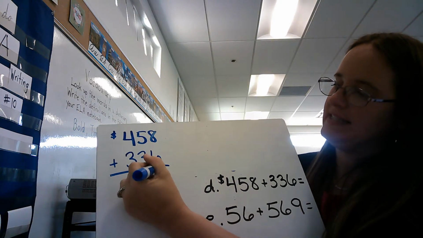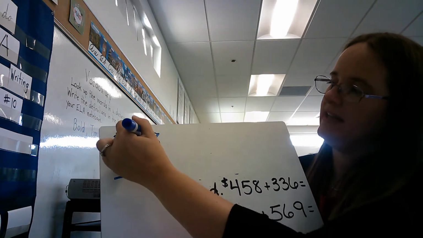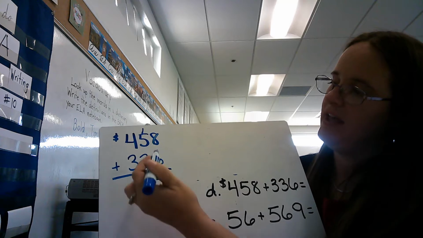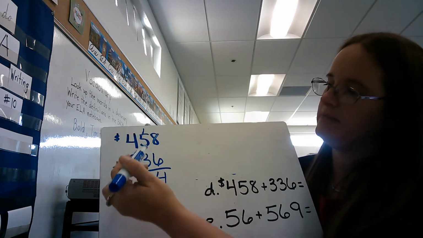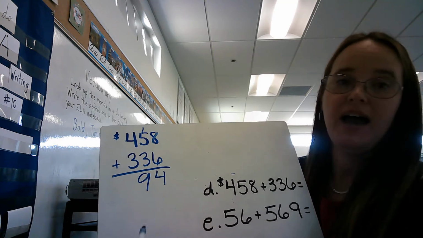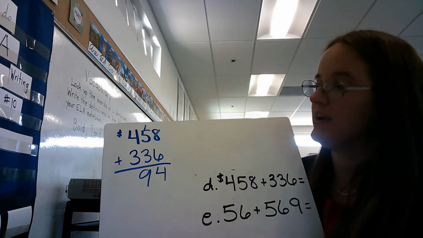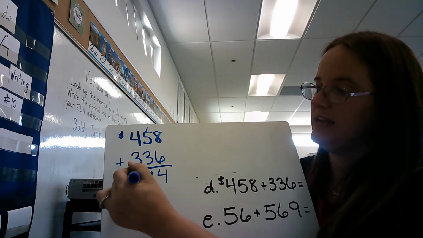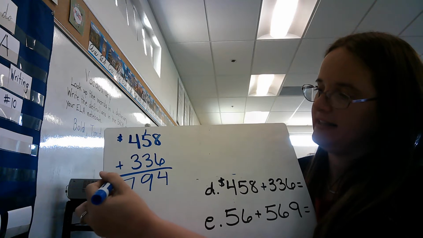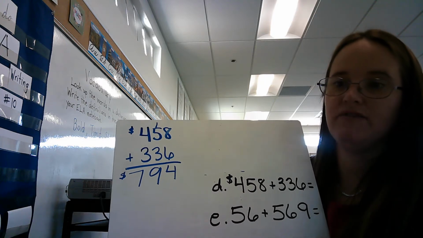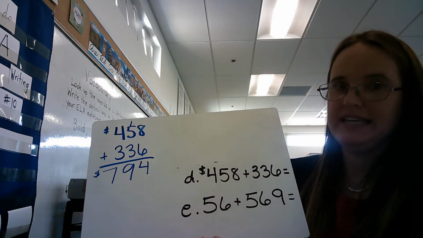So 8 plus 6 gives me 14. Carry my 10. 5 plus 3 is 8, plus 1 is 9. I don't have 10, can't make a trade there. So now 4 plus 3 is 7, and that's money. So 794 is our answer to D.